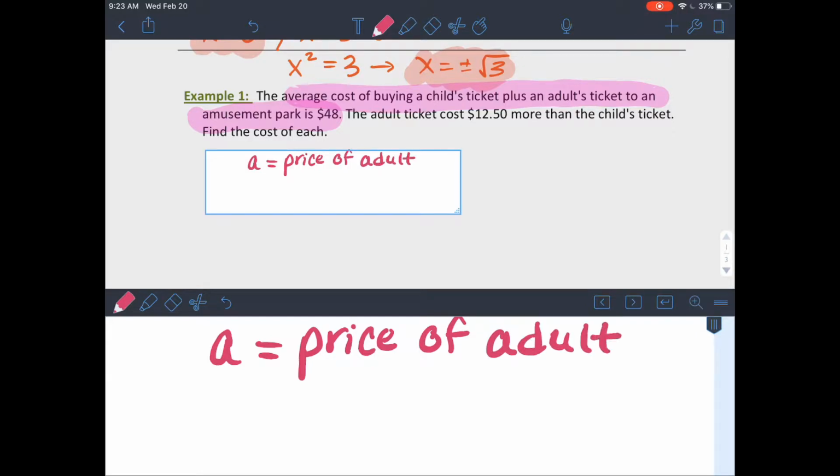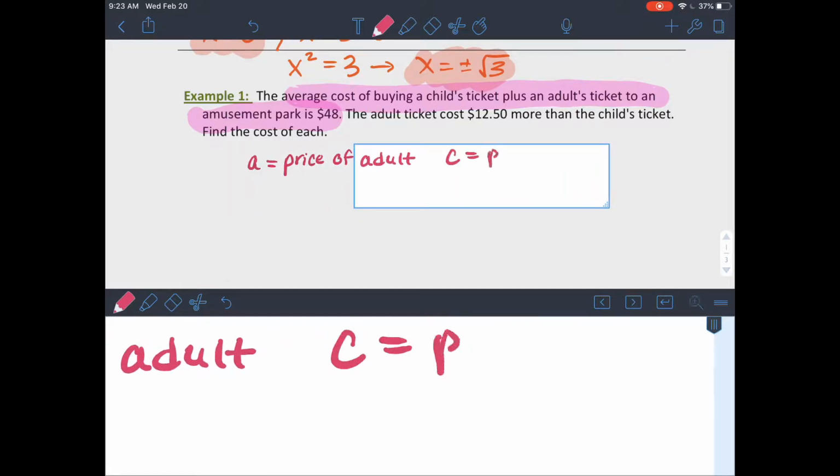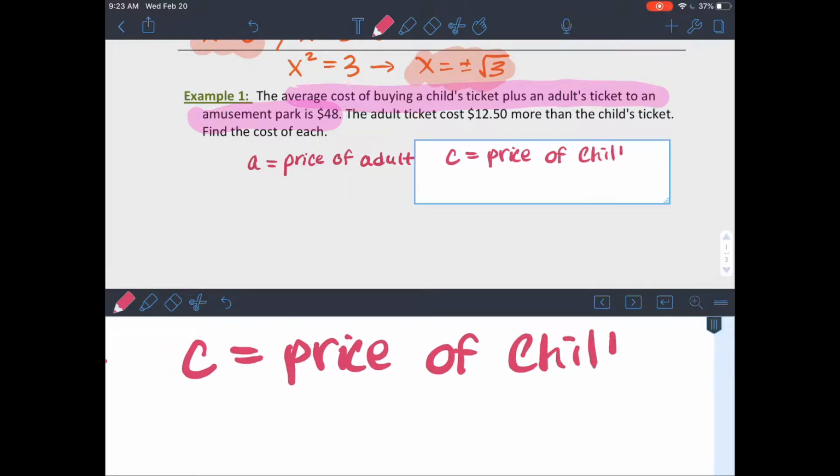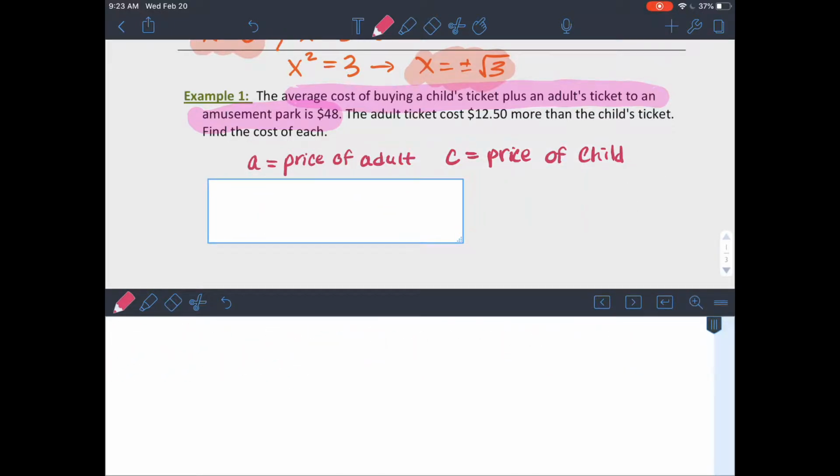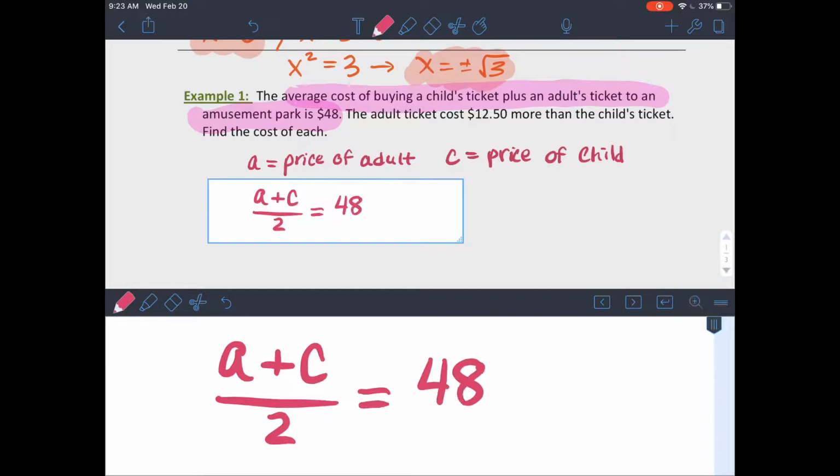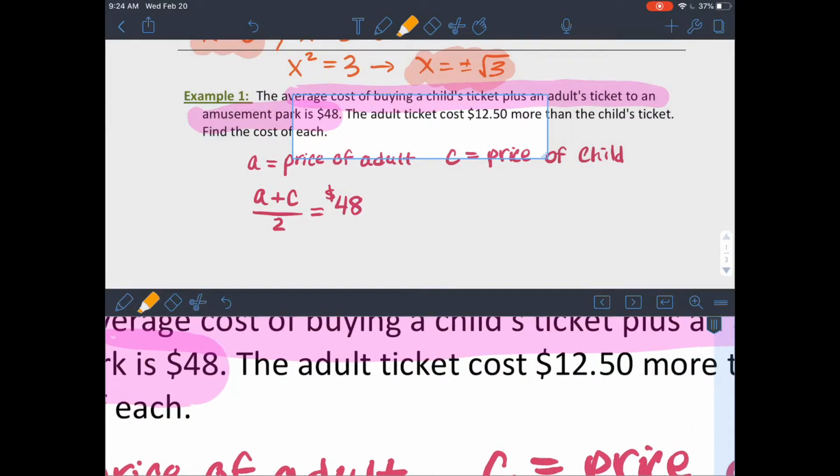So let me define some variables. A is going to be the price of my adult ticket, and C is going to be the price of my children's ticket. And then let's write a couple of equations. So that average cost of buying a child's and adult ticket means, hey, let's add up the two costs and divide by 2 to get the average. We know that's equal to $48.